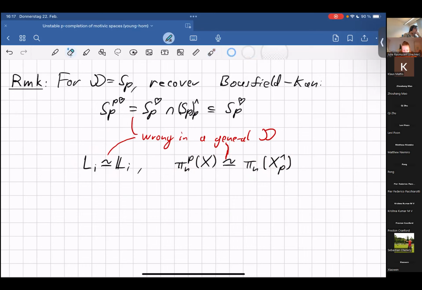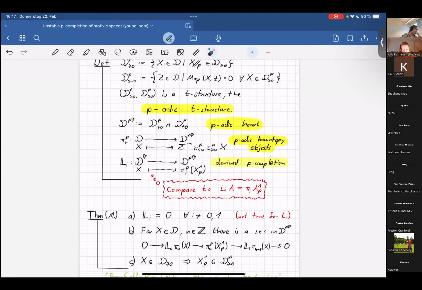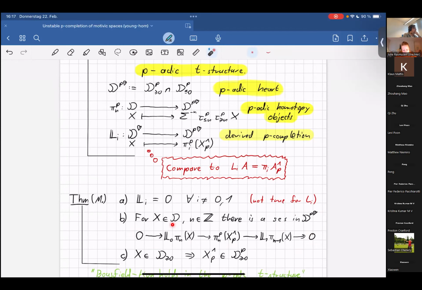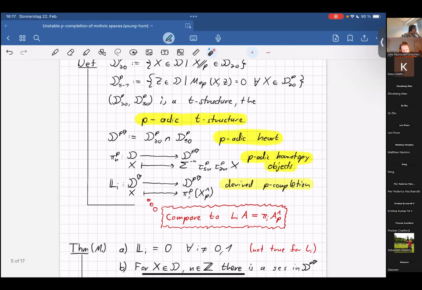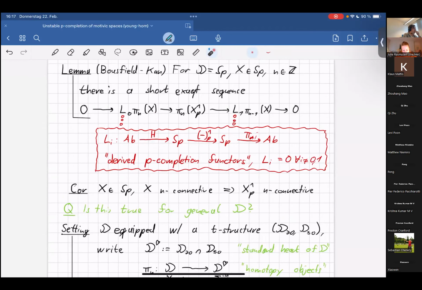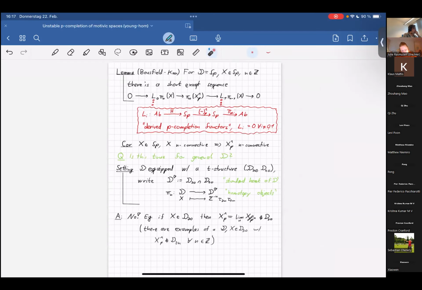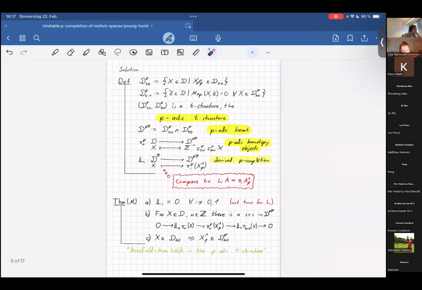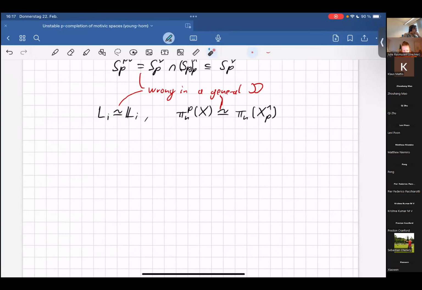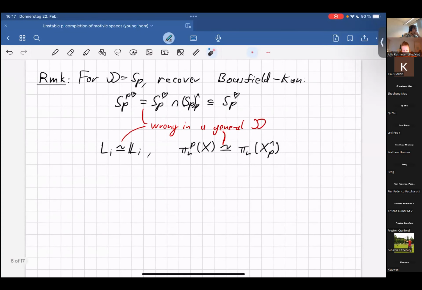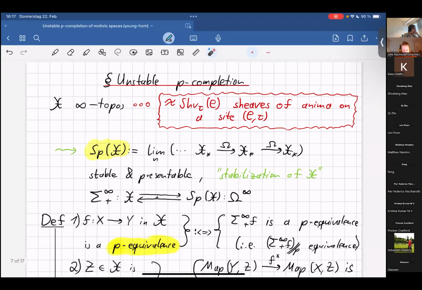But if you take those things and plug them into this sequence here, you can see that we will recover the old sequence from up here. Okay. So this is for the beginning all I want to tell you about stable p-completion, and we will use this to define unstable p-completion.